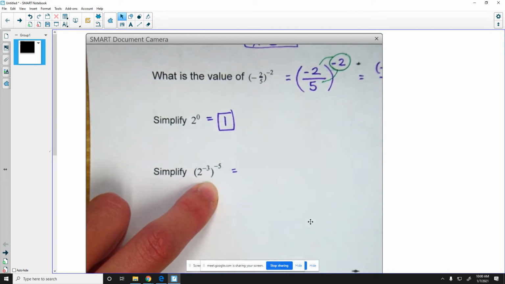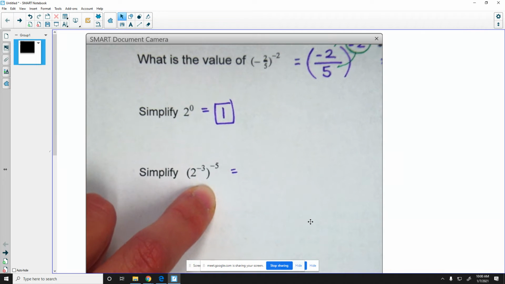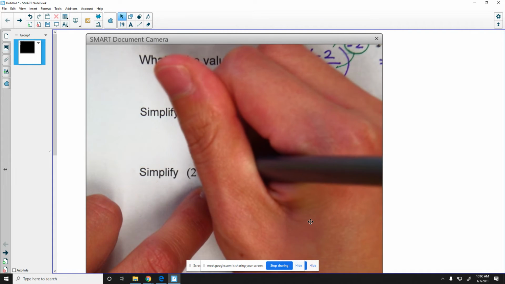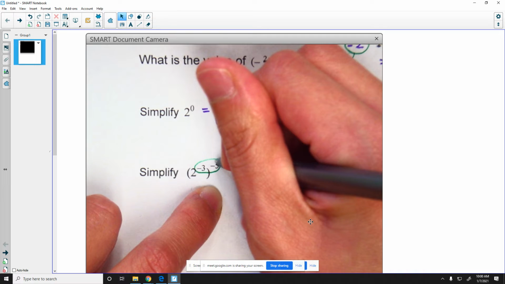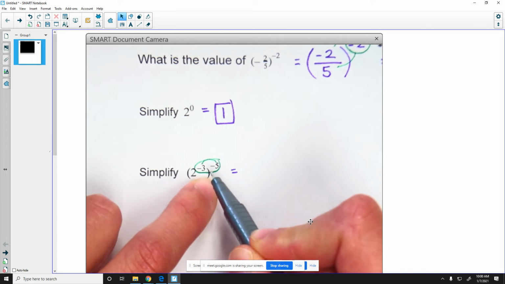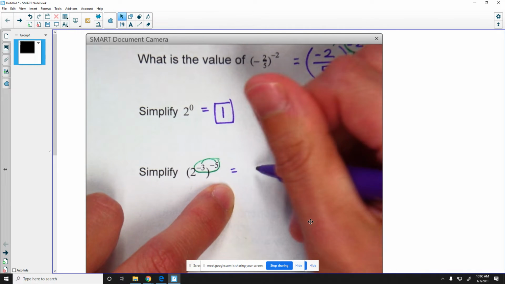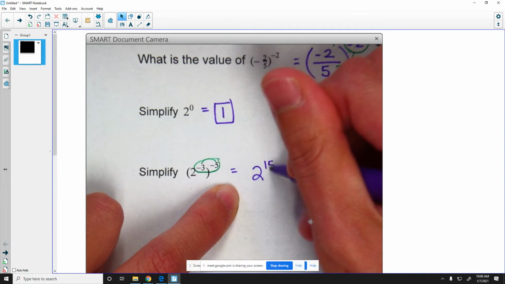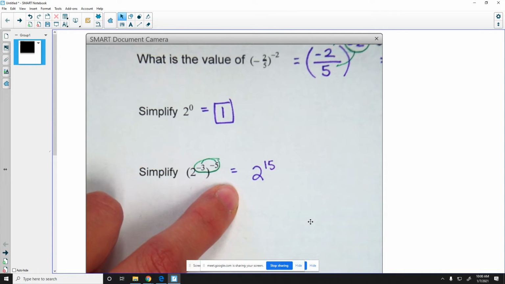So for this one, I have negative 2 to the negative third to the negative fifth. What's the first thing you think I need to do? Multiply your exponents, right? You're basically just distributing the negative 5 into here. So if I do that, now I have 2 to the positive 15. Negative 3 times negative 5 is positive 15.